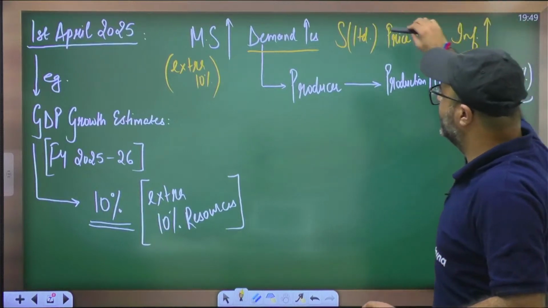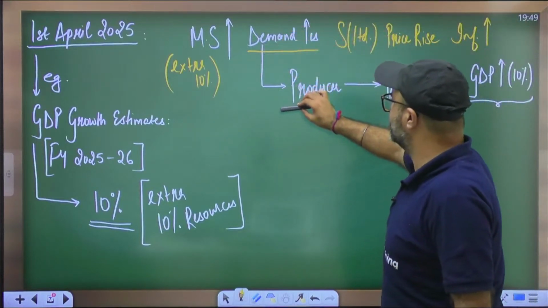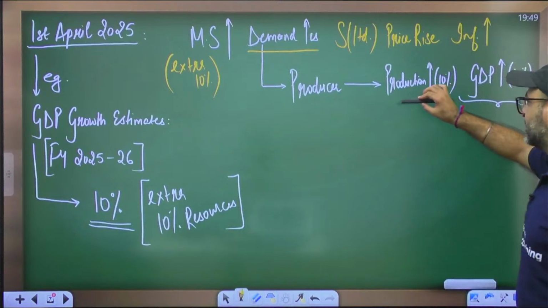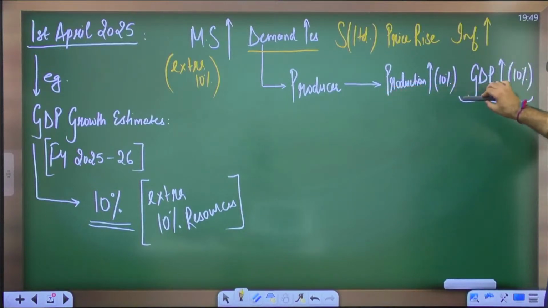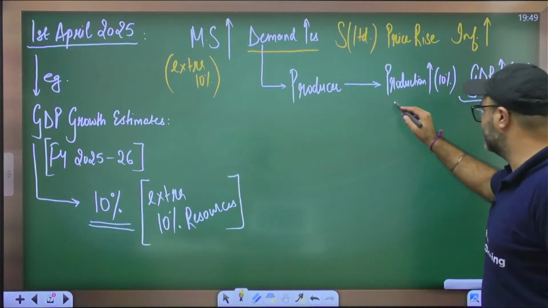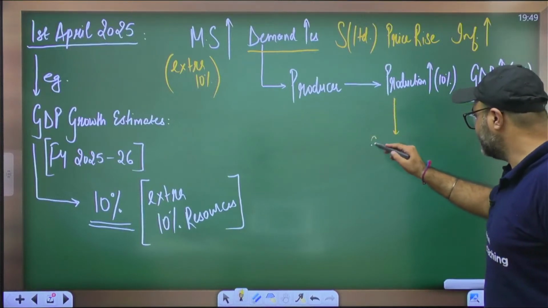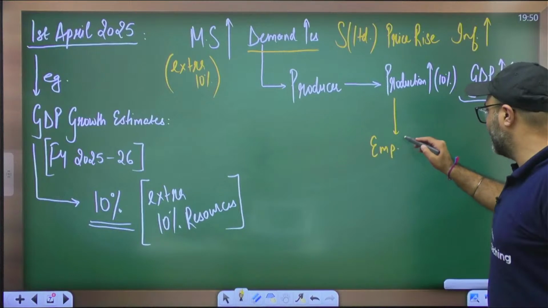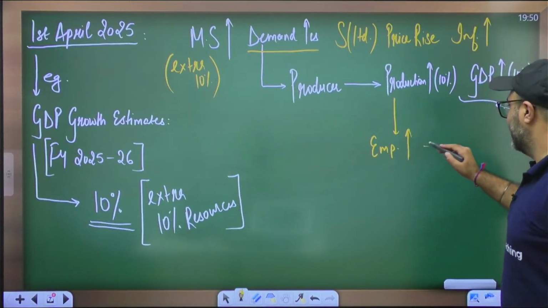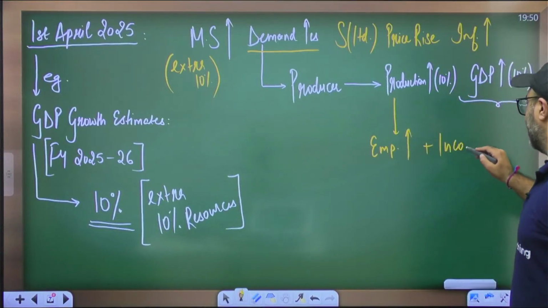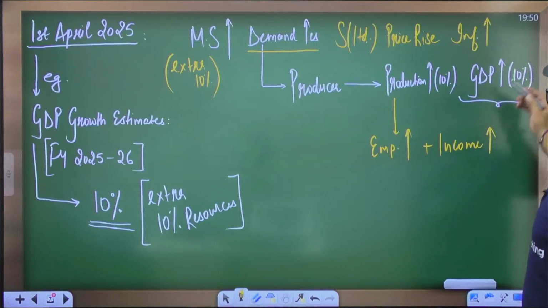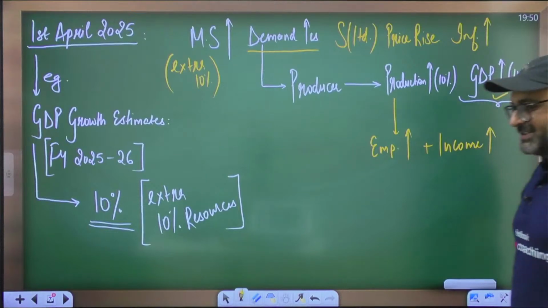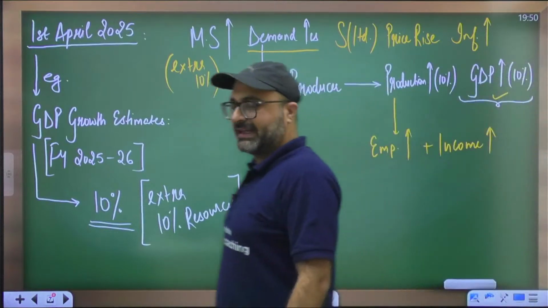The moment demand has increased, producers start increasing their production. As they increase the production over a period of time, this will result in increase in employment opportunities in the country. It will result in increase in income of the country, and it will result in achieving the set target, that is GDP should increase by 10%.